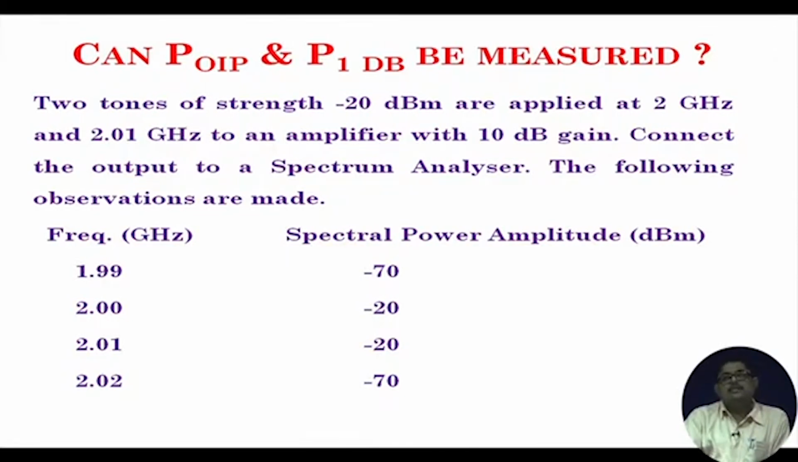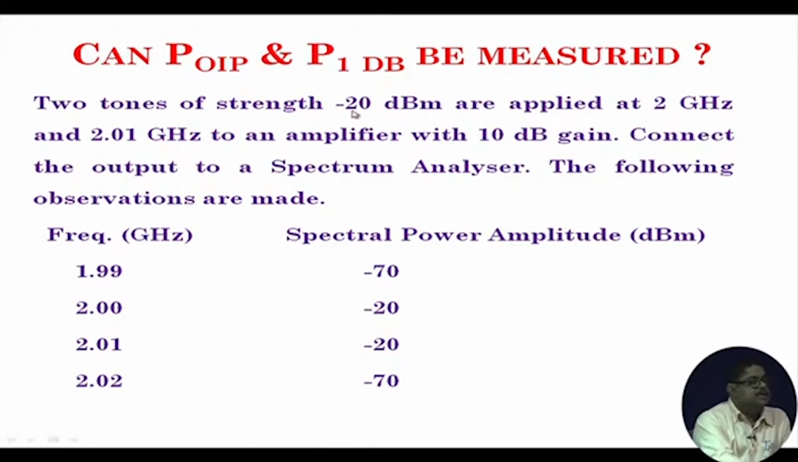I said in the previous lecture that in a two tone test the two frequencies are distinct, 2 gigahertz and 2.01 gigahertz, but they are not far off because they should be in a band. So, let us say 2 and 2.01, which means they are separated by 10 megahertz, and they are applied to an amplifier with 10 dB gain. Now, connect the output to a spectrum analyzer and the following observations are made.